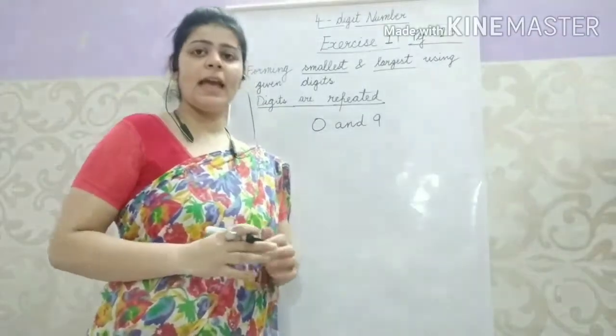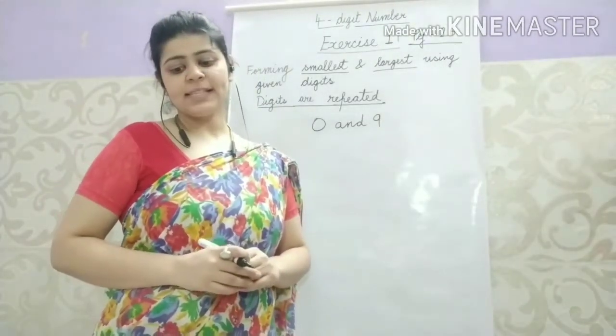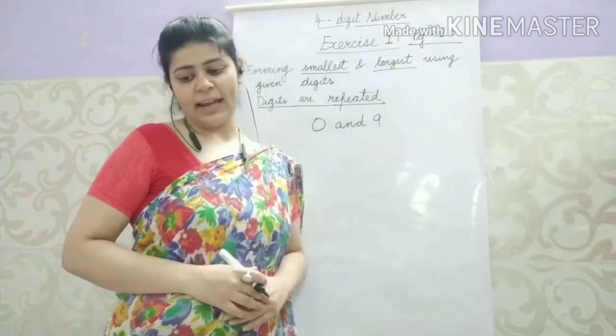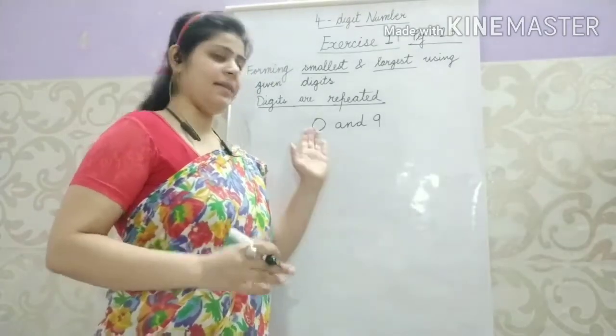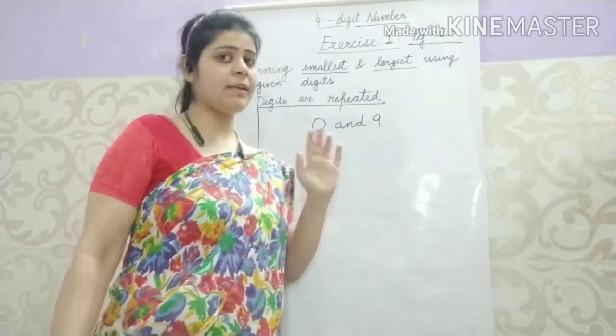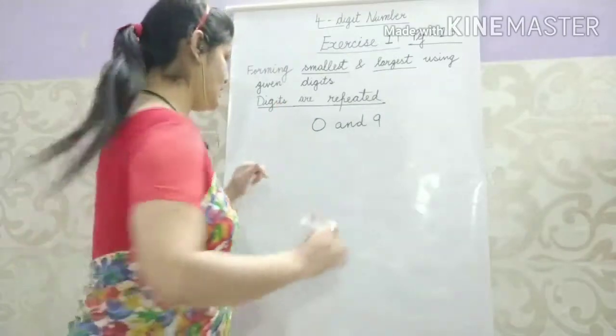Okay? If you can see in question number 6, write the smallest and the greatest 4-digit number using the digits 0 and 9. These may be repeated. So this is the question. Okay, 0 and 9 we have written. Here it is said that you can repeat the numbers also. So first of all we will start with the smallest number.